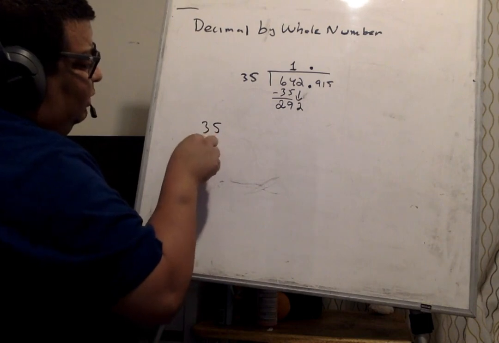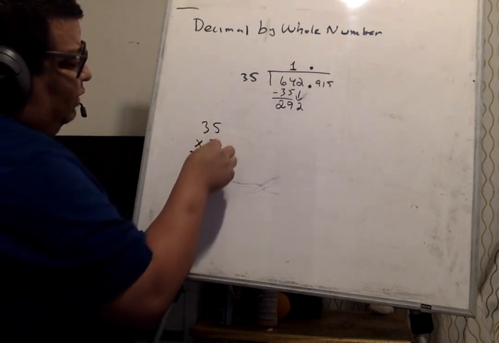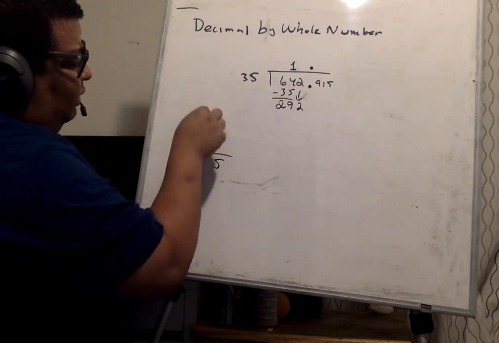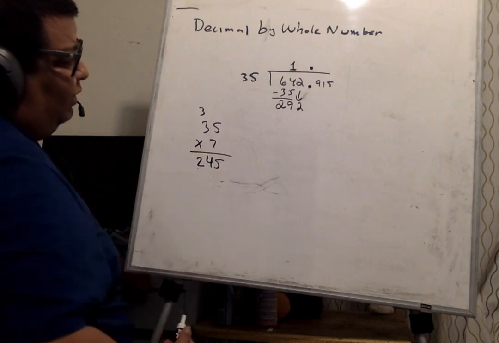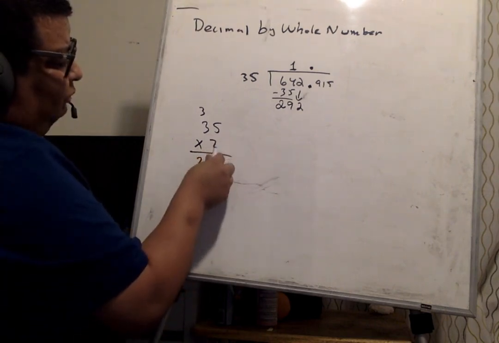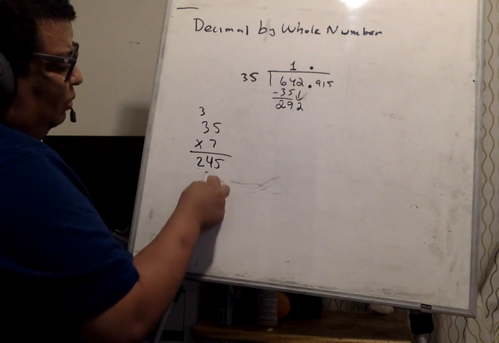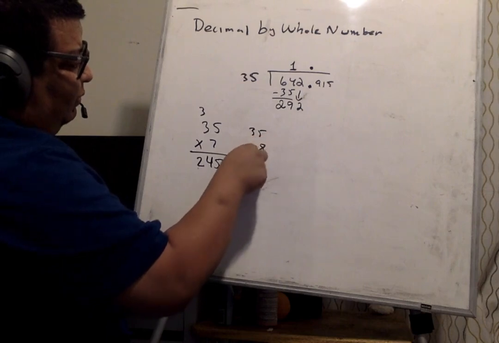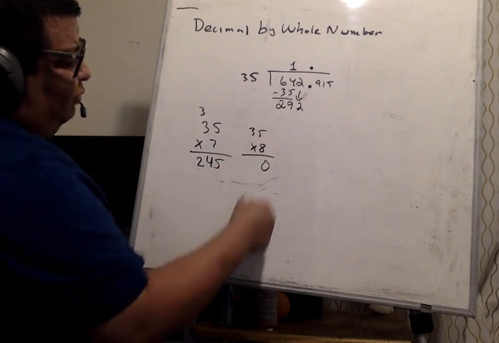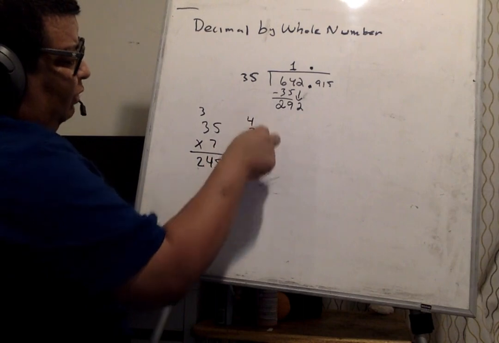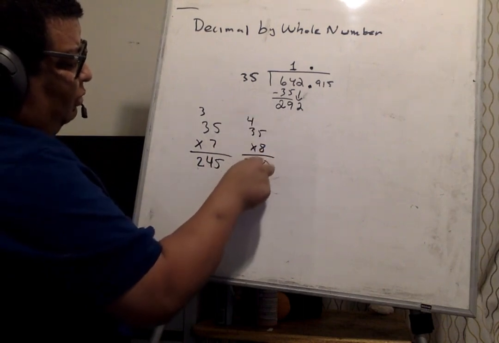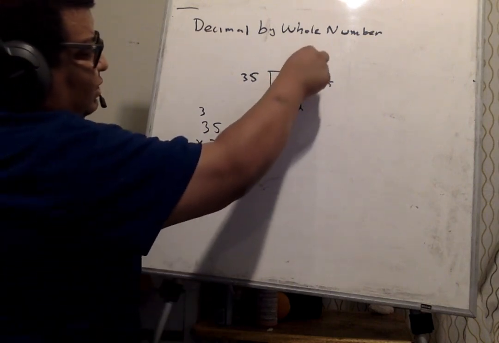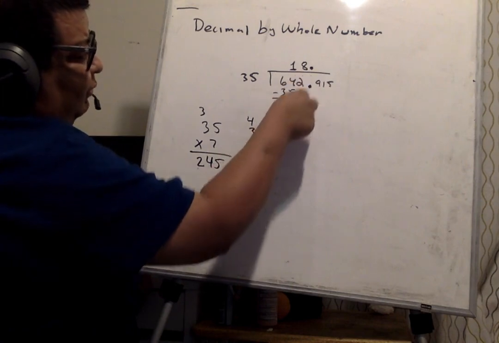35 times 7. 7 times 5 is 35, carry 3. 7 times 3 is 21, plus 3 is 24. That's 245. What happens if I do 35 times 8? Let's see if I go over or below it. 8 times 5 is 40, carry 4. 8 times 3 is 24, plus 4, that's 280. So that's better. So the answer here, I'm going to put 8 on top of the 2.